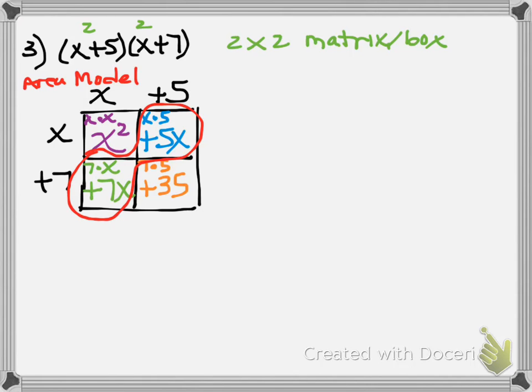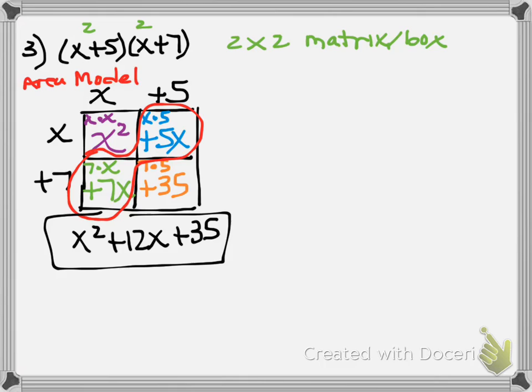So my final answer, starting in the upper left box, descending degree order, I have x squared. Then I combine a positive 5x and a positive 7x for a grand total of a positive 12x. And then the bottom right corner is going to be my last term. And there you go.